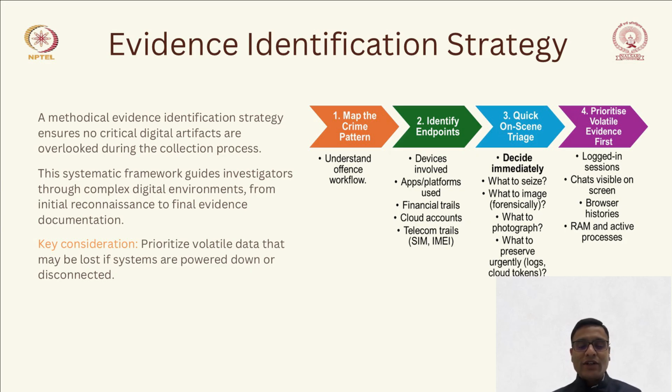wherein digital evidence needs to be identified: what needs to be picked up, what can be avoided, what all can be done. Because once the scene of crime is disturbed after we handle it, the evidence gets tampered and you no longer can get the correct evidences. So the first approach, you have only one chance and that chance has to be done perfectly. So you need to map the entire crime pattern, understand the offense, how it has happened.